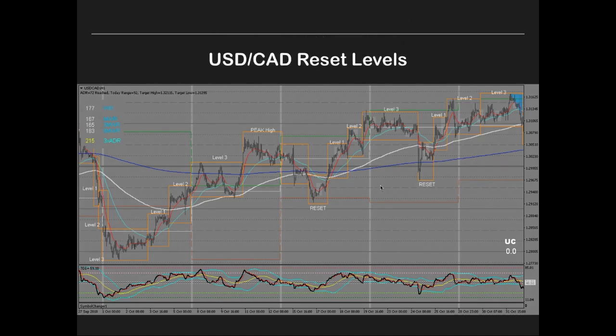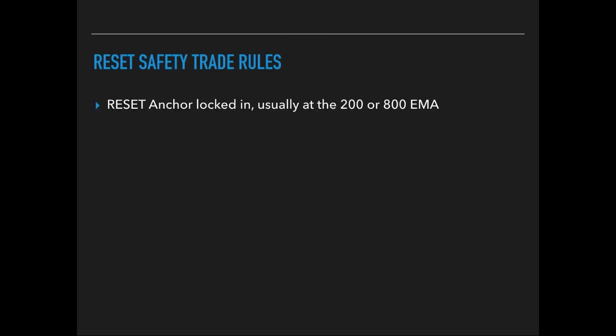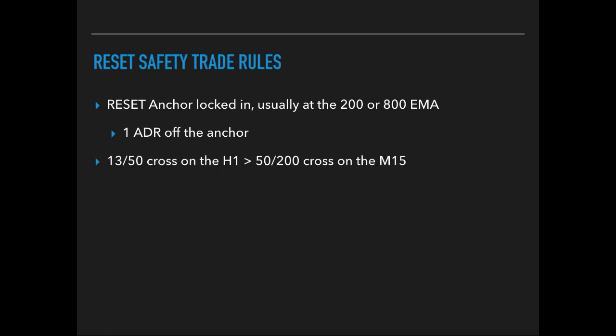All right. So let's take a look at our reset safety trade rules. Okay, you're going to have a reset anchor locked in, usually at the 200 or the 800 EMA, like I just discussed. You're going to have 180R off the anchor, a 1 anchor move off the anchor. You're going to have a 1350 cross on the H1, and you have a 5200 cross on the M15.